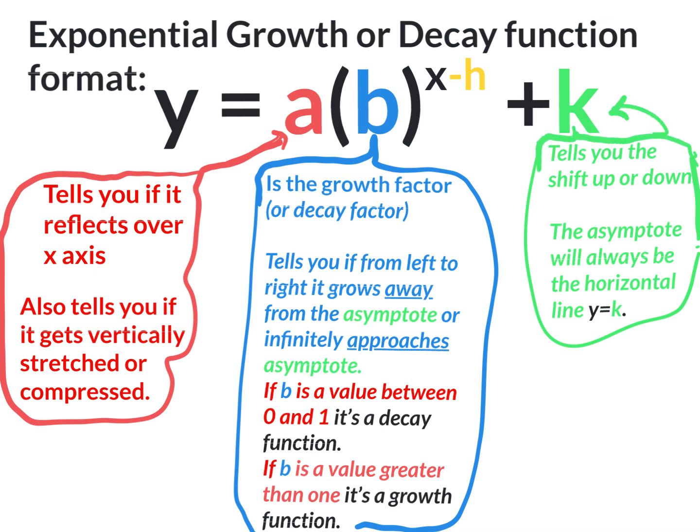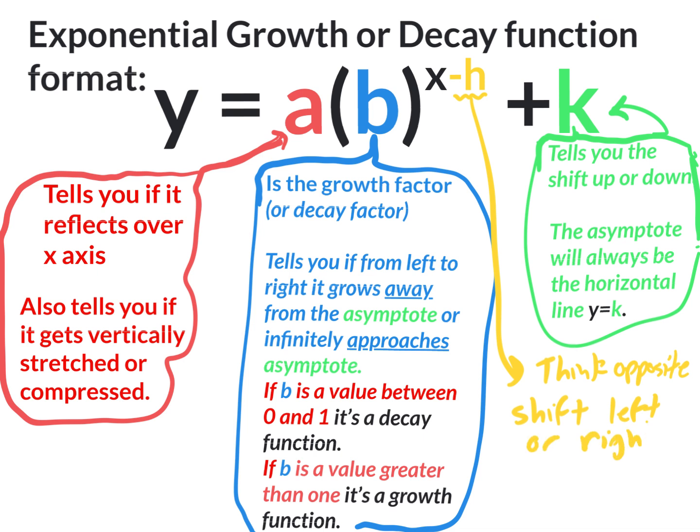Okay. And what about the h? Well, the h, there's a couple of things to say. You got to think opposite of what you see. So if you see a -3, your h value is actually +3. Think opposite of what you see. And that ultimately is your shift left or right. Okay. The k value is your shift up or down. The h value is the shift left or right.